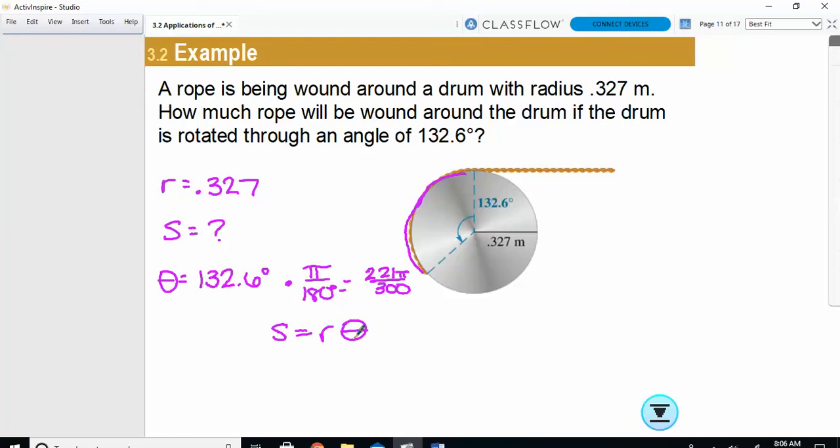You'll notice I'm kind of in the habit, I like to write out every variable that I have, and I like to write my formula. It seems kind of silly right now because we have one formula, but in section 3.4, we're going to get a lot of other formulas, so this just helps me organize and prepares us for when we have more formulas to use. So S is 0.327 times 221 pi over 300.